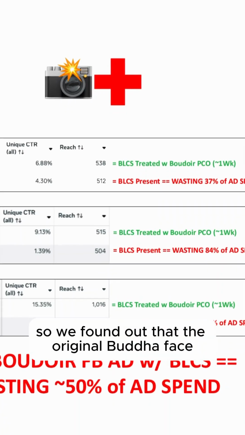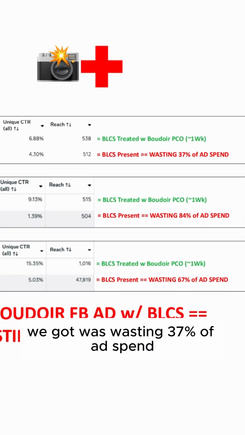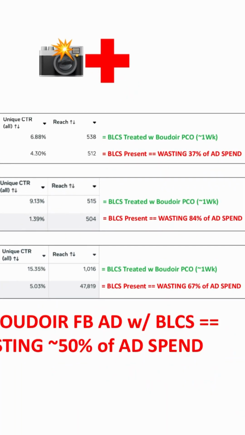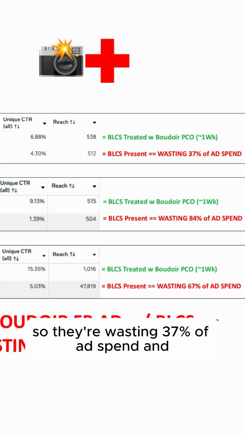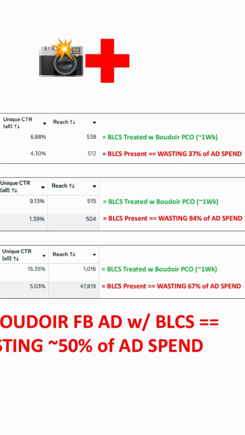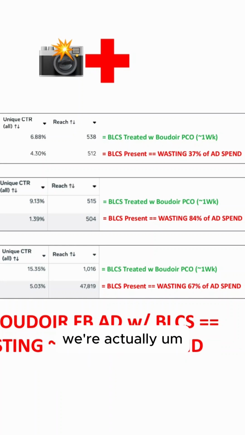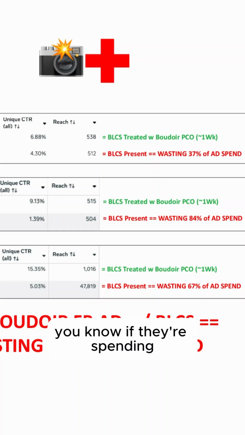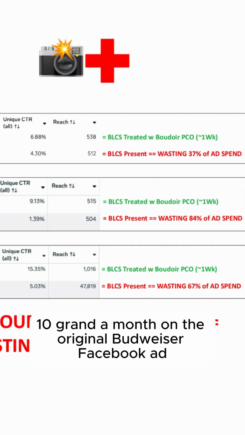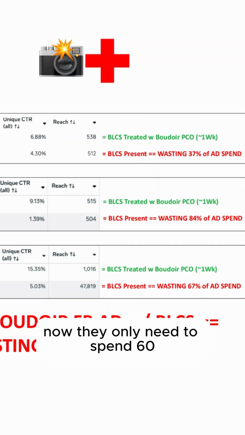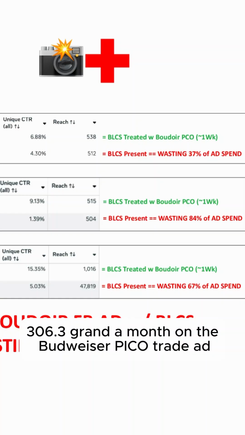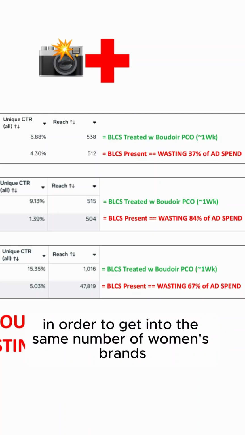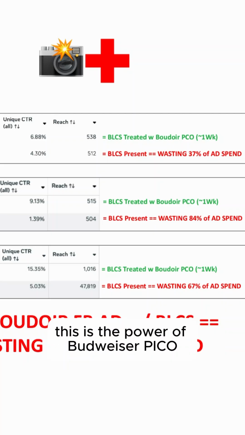So we found out the original Boudoir Facebook ad was wasting 37% of ad spend. If they're spending 10 grand a month on the original Boudoir Facebook ad, now they only need to spend 6.3 grand a month on the Boudoir Pico treated ad in order to get into the same number of women's brains. This is the power of Boudoir Pico.